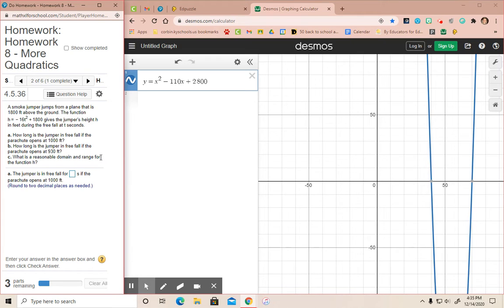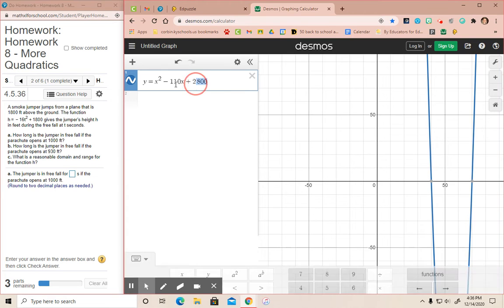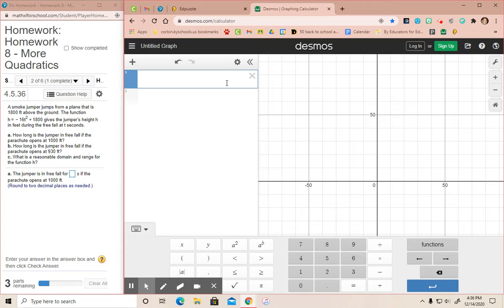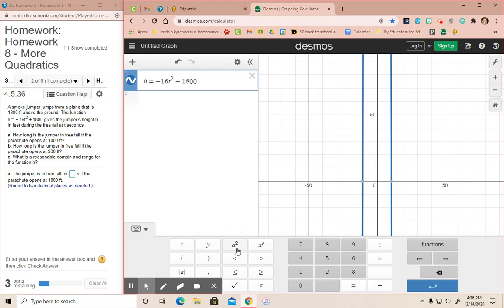Okay, number 2, a smoke jumper jumps from a plane that's 1,800 feet above the ground. The function h equals negative 16t squared plus 1,800 gives the jumper's height in feet during the free fall at t seconds. So here we're using t and h. T is time, h is height. We're going to change those and use y and x, just because the Desmos calculator wants the x and the y, okay? So we're going to type that in: h equals negative 16t squared plus 1,800, okay?